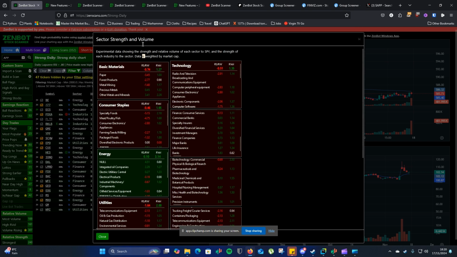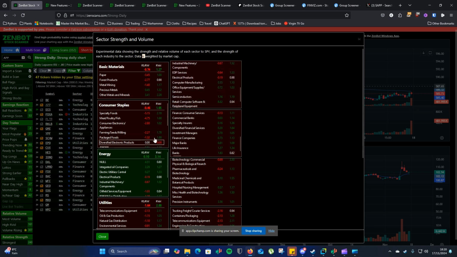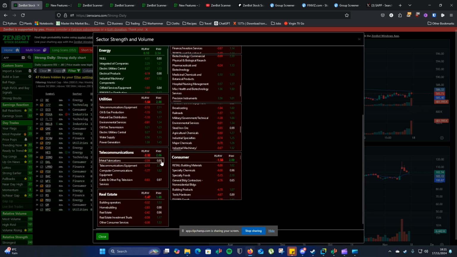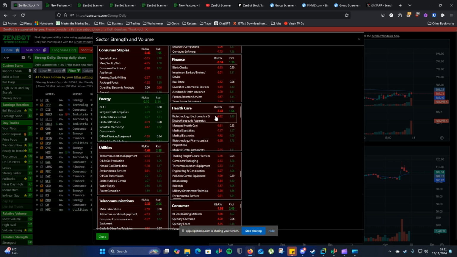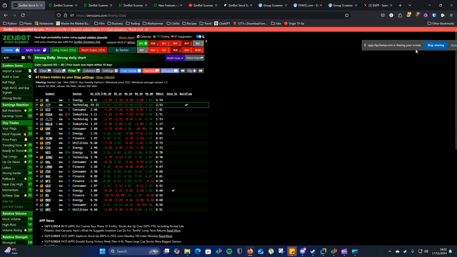But if we double click into sector strength and volume, we can see which sectors are doing well, which industries within those sectors are doing well, which is also quite useful. But just having a relative strength, relative weakness indicator is quite useful. So energy probably did quite well yesterday. It usually does well when you have a bit of a bearish trend day, doesn't it? And that is sector strength.